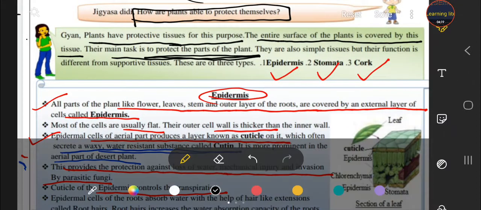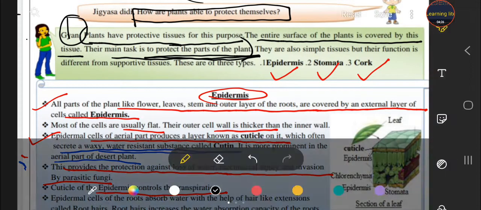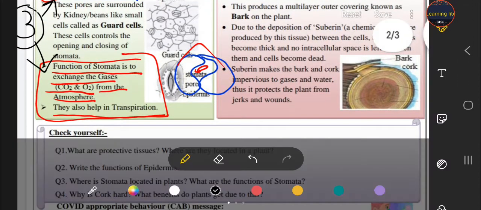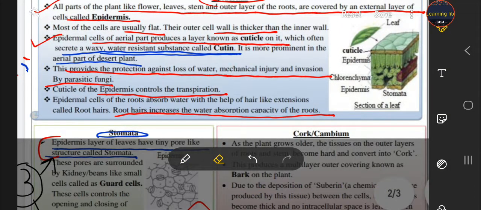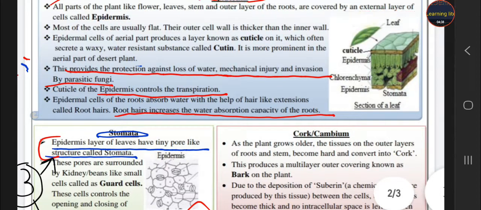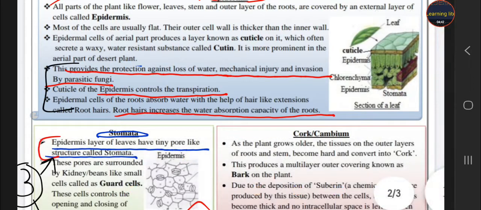The answer of your first question, students, what is protective tissue, you have to write from there. And where are they found? They are found at every part of the plant. Second is write the functions of the epidermis. You have to write the functions of the epidermis, students. What are the functions of epidermis? So these are the functions of epidermis. This is the answer of your second question.